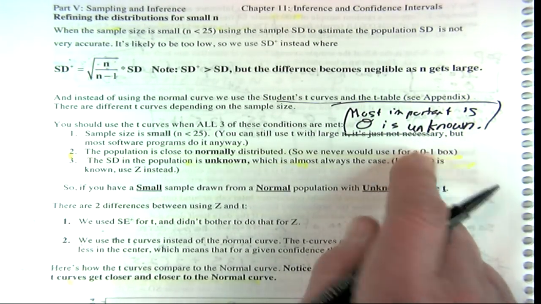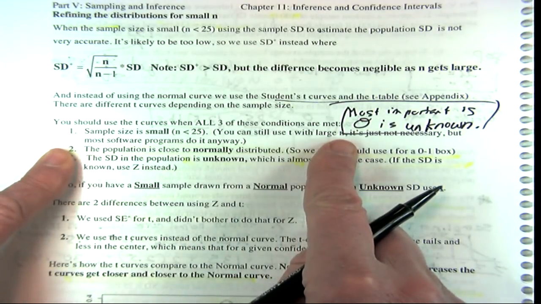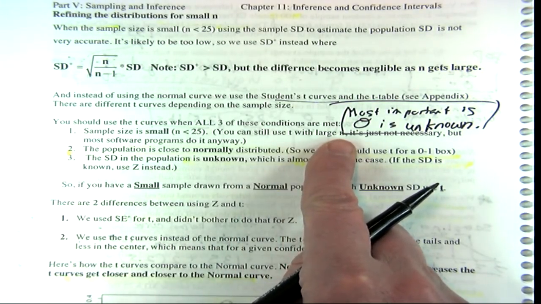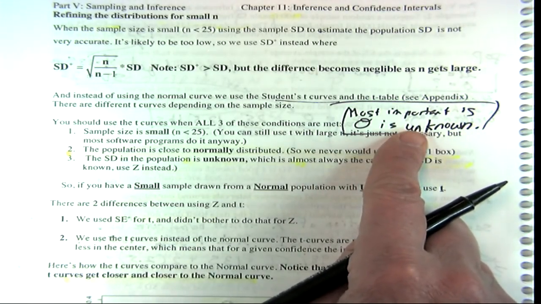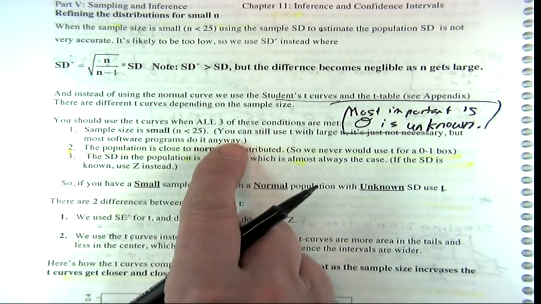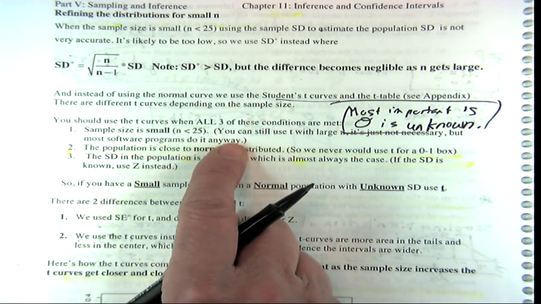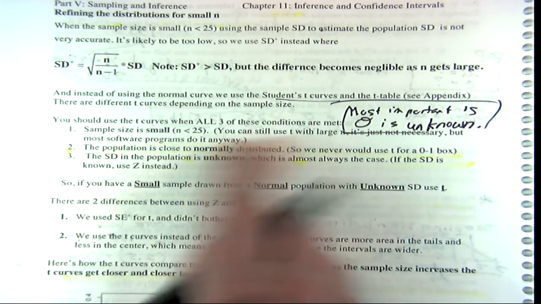So you should use it when the sample size is small. You can still use t with large n. It's still the sampling distribution of the mean when sigma is unknown. It's just that it's not necessary. But most software programs will do it anyway, just because for a computer it's no harder. There's an analytic solution for t. It's really simple. It's not like it has to do a lot of calculations. But for our brains, it is. It takes away a lot of the intuitive understanding.